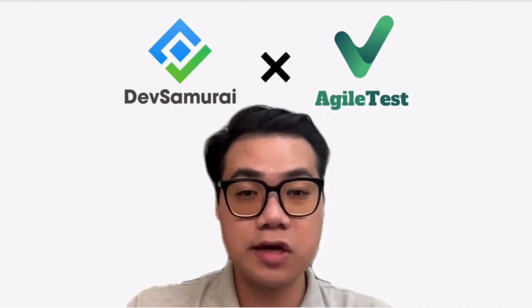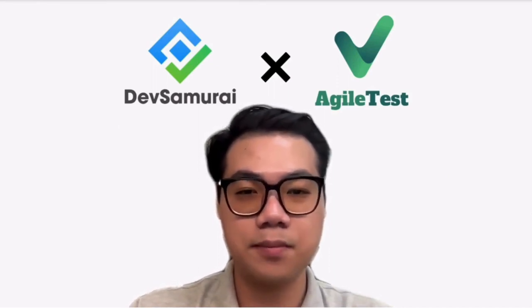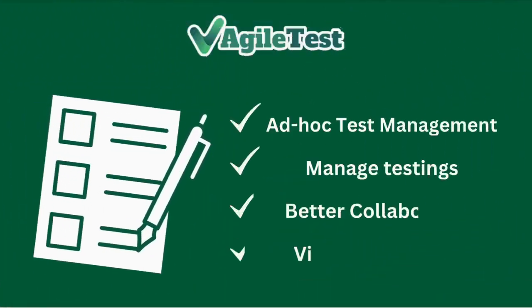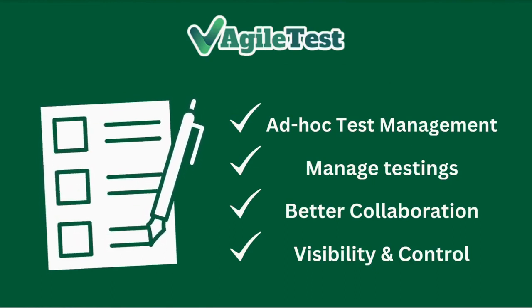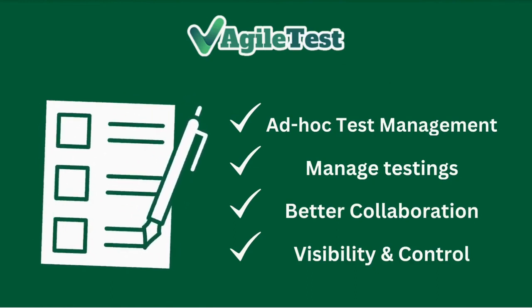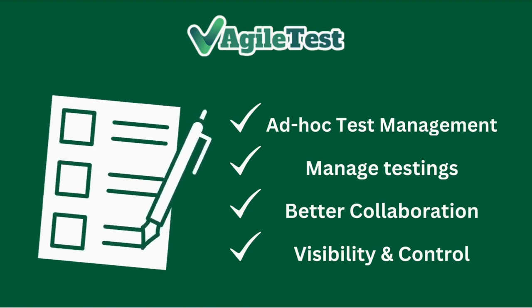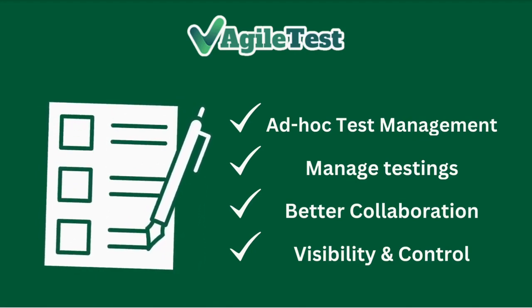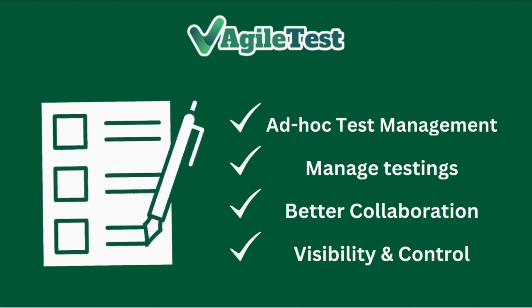Today we will go on a journey to learn and harness the power of AgileTest for Jira. AgileTest is a powerful ad hoc test management for Jira. It provides a comprehensive platform for planning, organizing, executing, and tracking software testing activities within the Jira ecosystem. AgileTest allows Agile teams to efficiently manage their testing efforts, ensuring better collaboration, visibility, and control over the testing process.